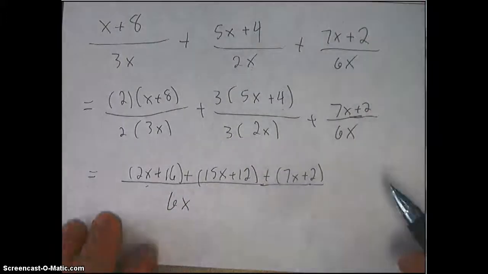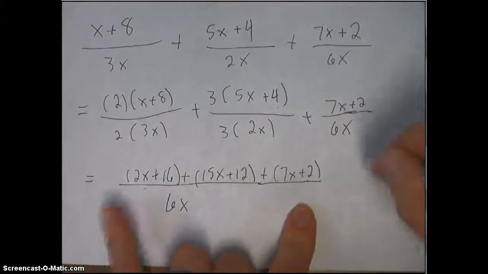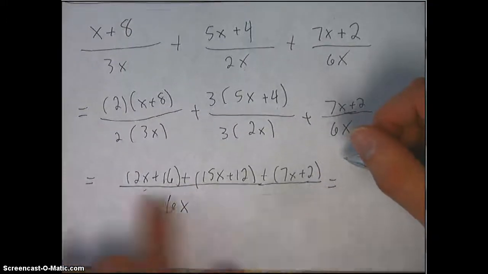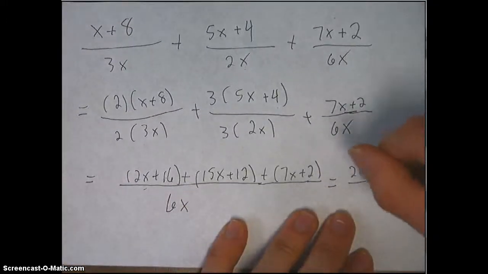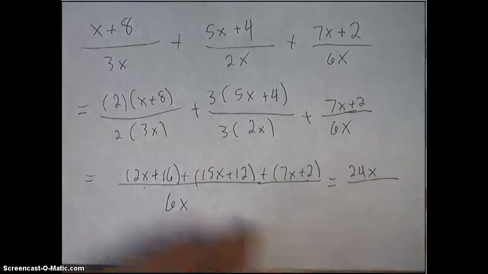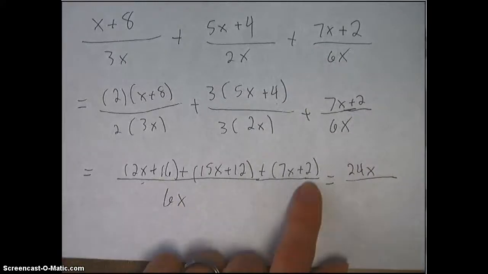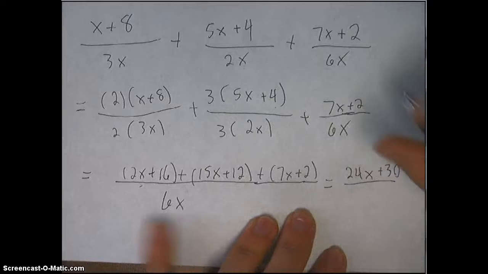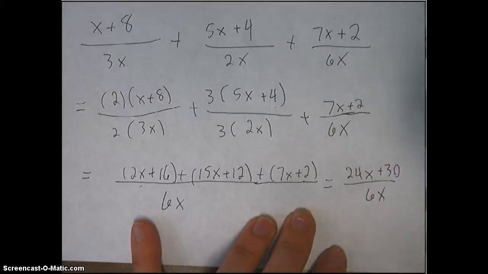Let's see here. I can combine like terms on the top. We've got 2x, 15x, and 7x. That adds to 24x. And then I've got 16 plus 12 plus 2. That adds to 30. And then I've got my 6x on the bottom still.